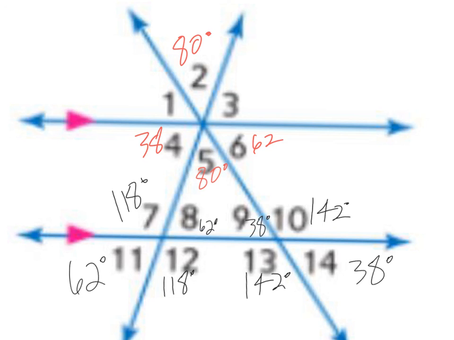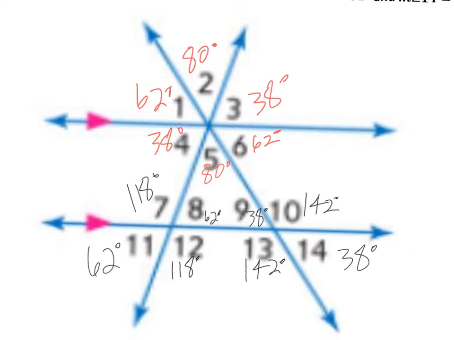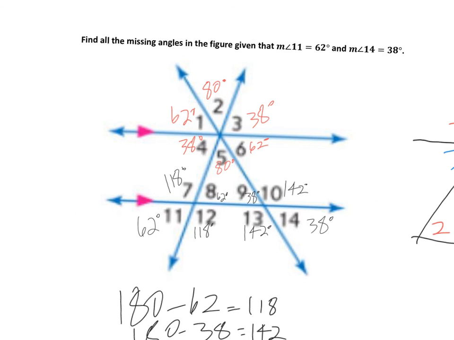Because angles 3 and 4 are vertical angles, these are also 38 degrees. And because angles 1 and 6 are vertical angles, these are also 62 degrees. Therefore, we now know every single angle measure in this figure.